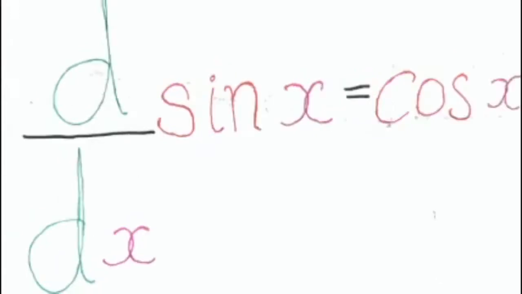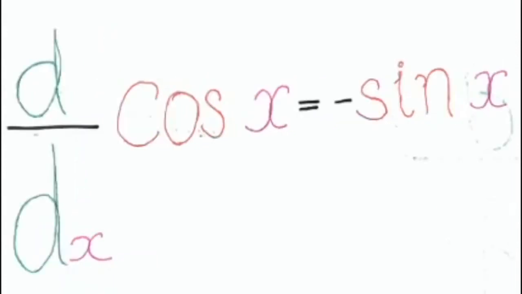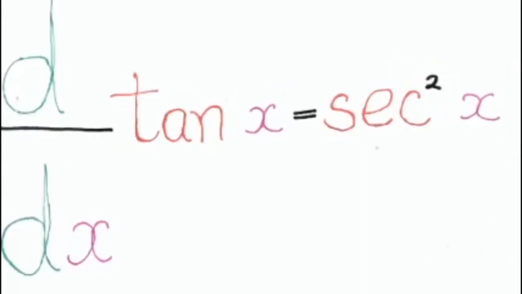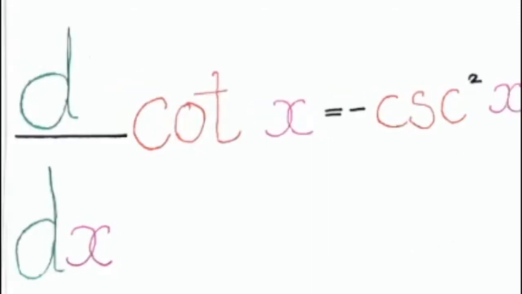Our trig function derivatives are as follows. The derivative of sine is cosine, and the derivative of cosine is negative sine. Also, the derivative of tangent is secant squared of x, and the derivative of cotangent is negative cosecant squared of x.